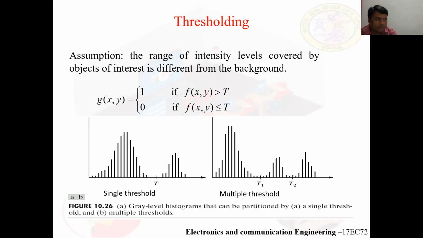We have a threshold value T, where f(x,y) greater than T belongs to the object region, and f(x,y) less than T belongs to the background region. With the help of threshold T, we can segment the object region from the background. We may have a multimodal histogram. In such cases we define two threshold values, that is T1 and T2.